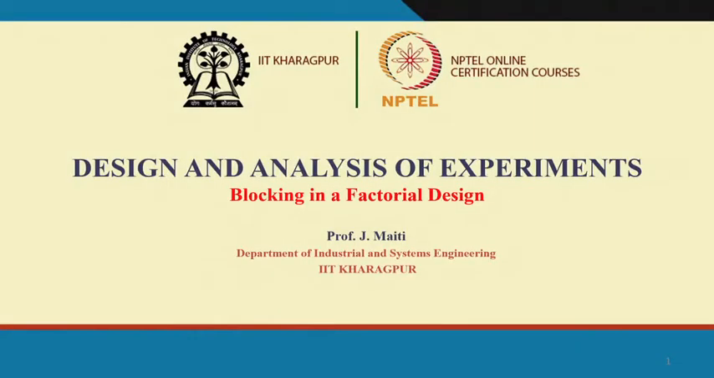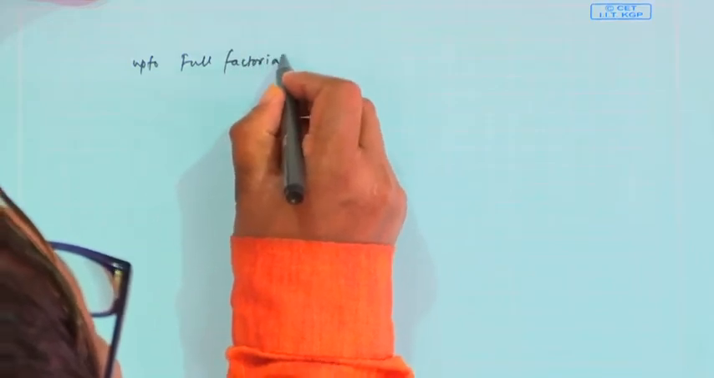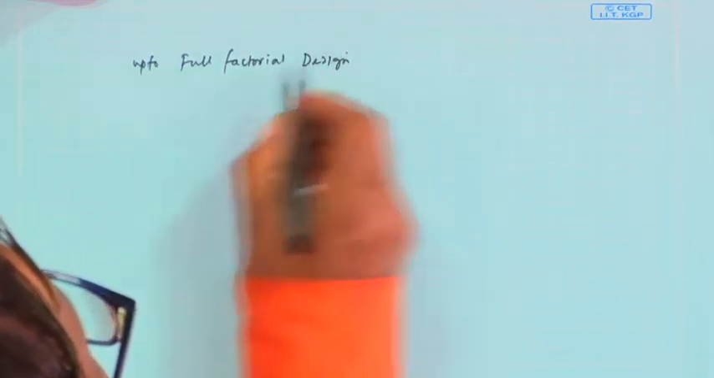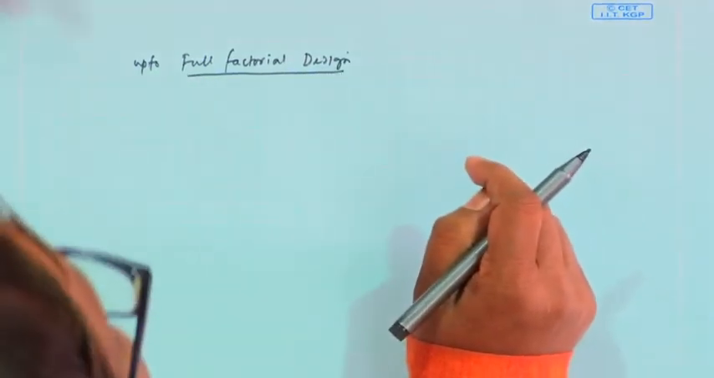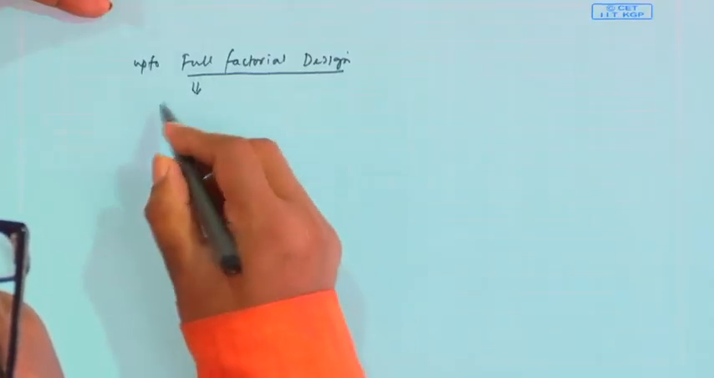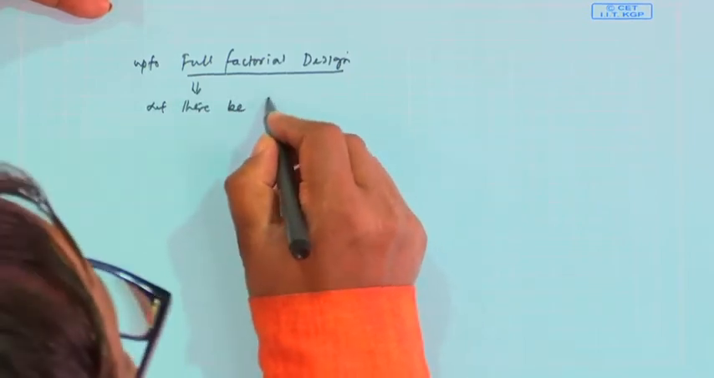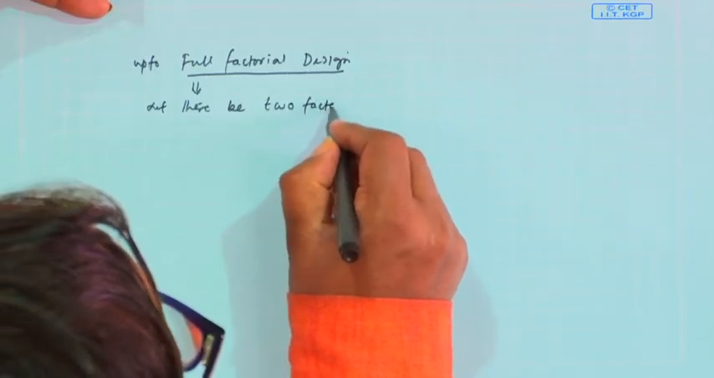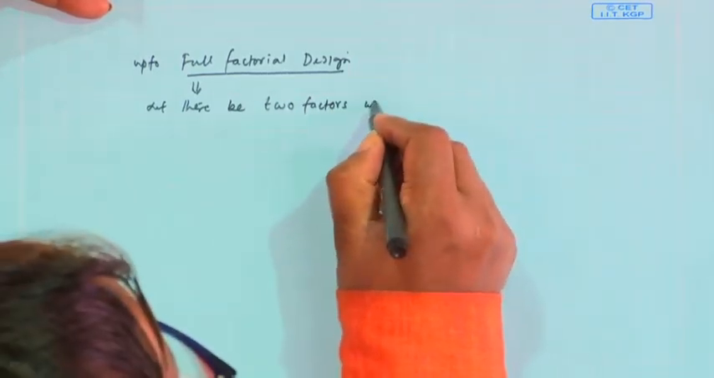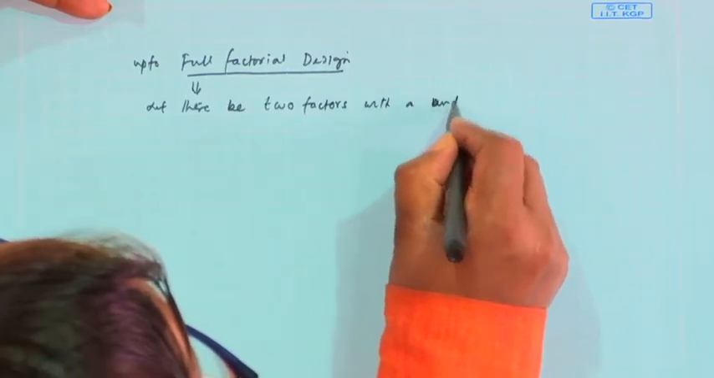Welcome. In this lecture, we will discuss blocking in a factorial design. So far we have completed up to full factorial design, and you know what is full factorial design. Today we will see that, let there be two factors with A and B labels.